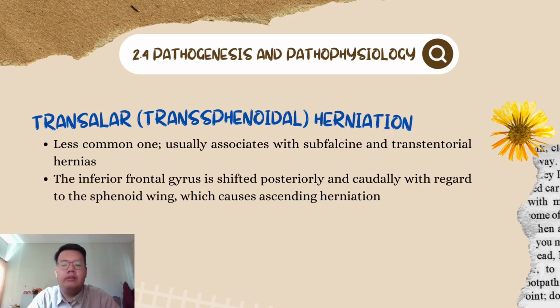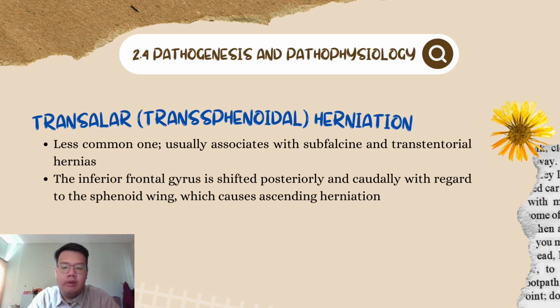All right, moving on to the next type of herniation. We have transalar or transsphenoidal herniation. This type of herniation is the less common one because it is usually associated with subfalcine and transtentorial hernias, which will be presented in the next slide.